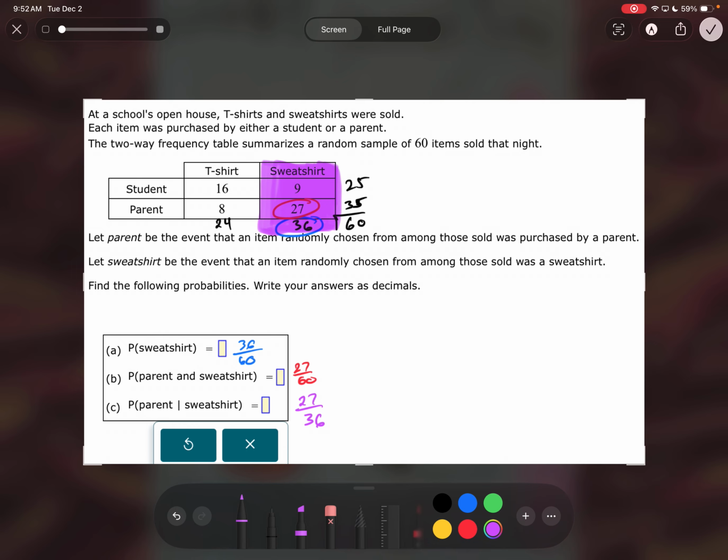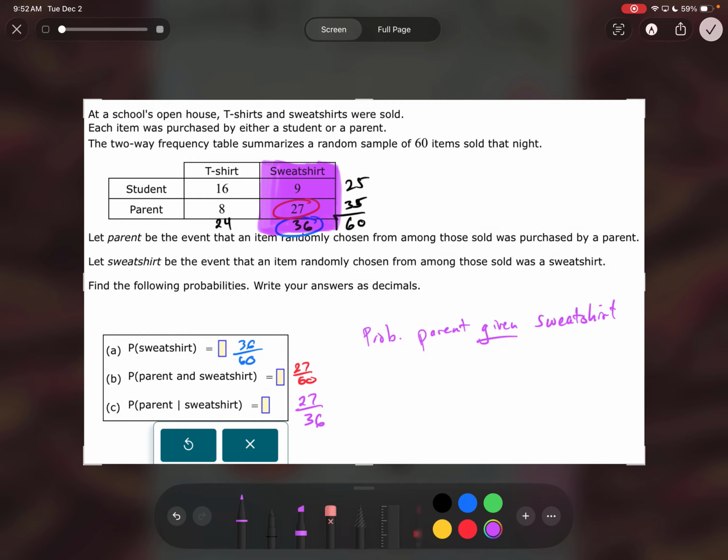So for your test work page, if you want to write this in your own words, the fancy way to say this is: the probability you randomly pick someone that is a parent given they are wearing a sweatshirt. Okay? That's the correct way to say it. If you want to write the full sentence, that's fine. But what I'm looking for there is the word given.